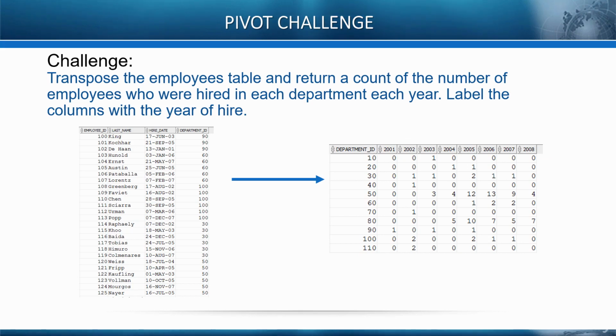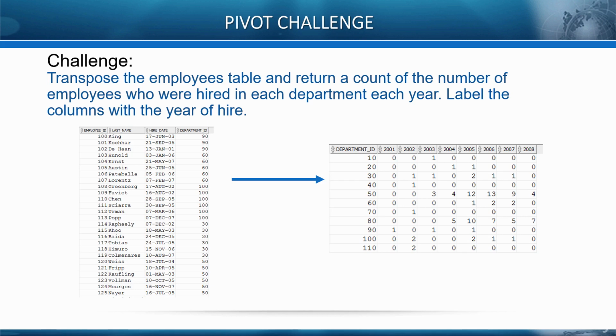In Oracle 11G, Oracle introduced a pivot operator that performs a row to column transposition. Using the employees table in the HR schema, we will test the functionality of this pivot operator as well as answer this challenge. Each row on the employees table represents information about a specific employee, including the employee ID, the last name, hire date, department ID, and many other attributes.